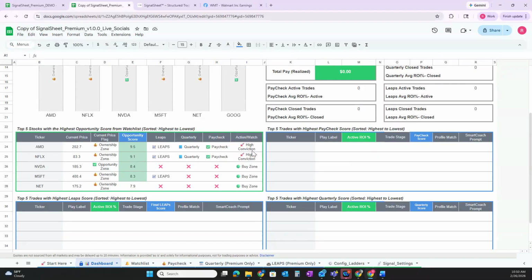SignalSheet uses a concept around three trade types. And if you're new to trading, I'll try to explain really quickly. If you're an experienced trader, some of this may sound repetitive to you, but I just want to make sure you understand how SignalSheet refers to them.